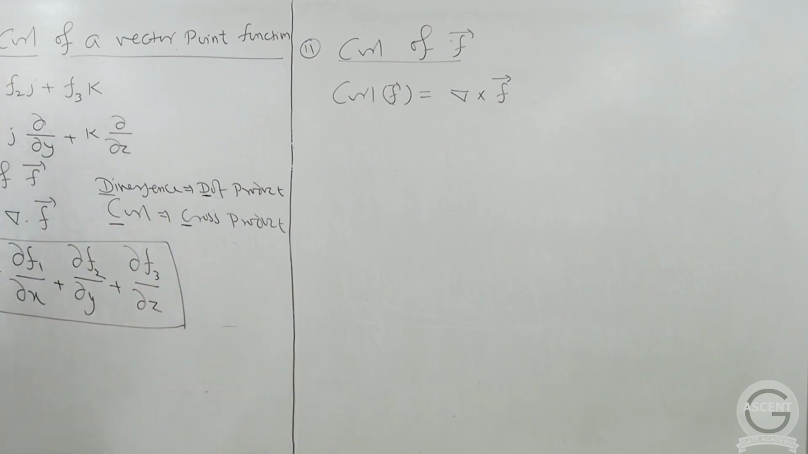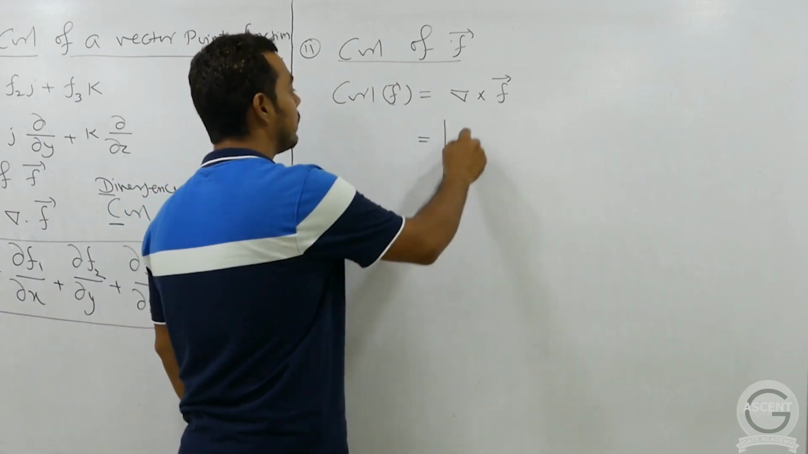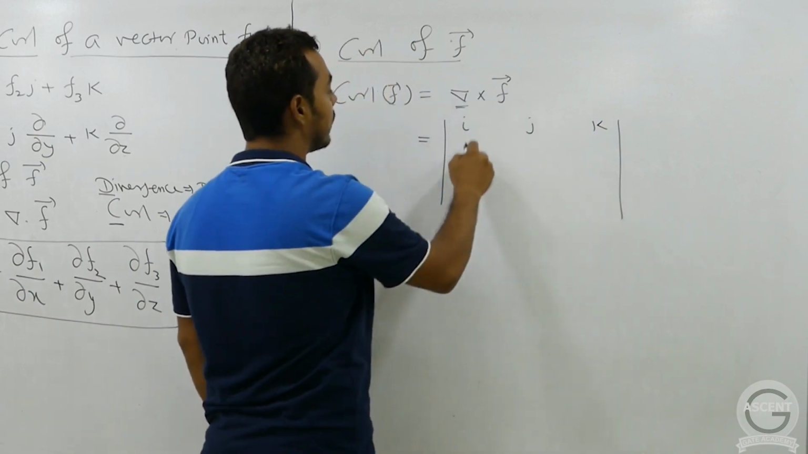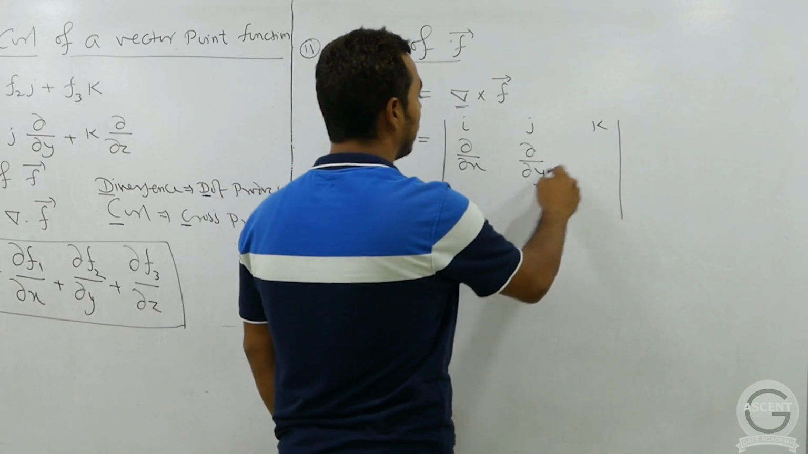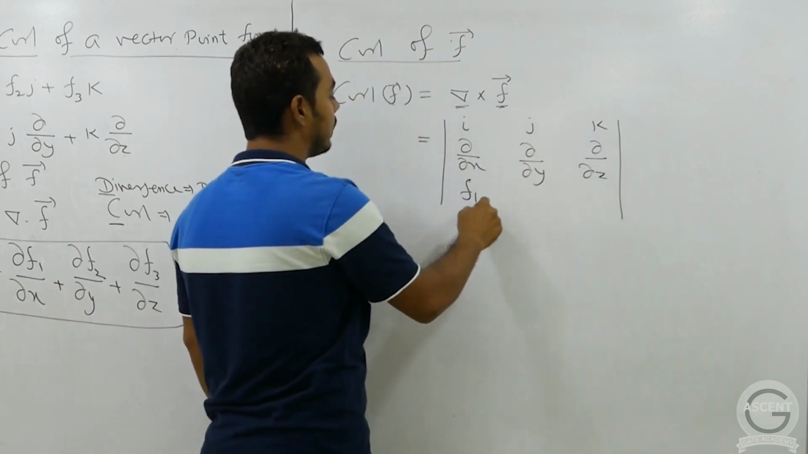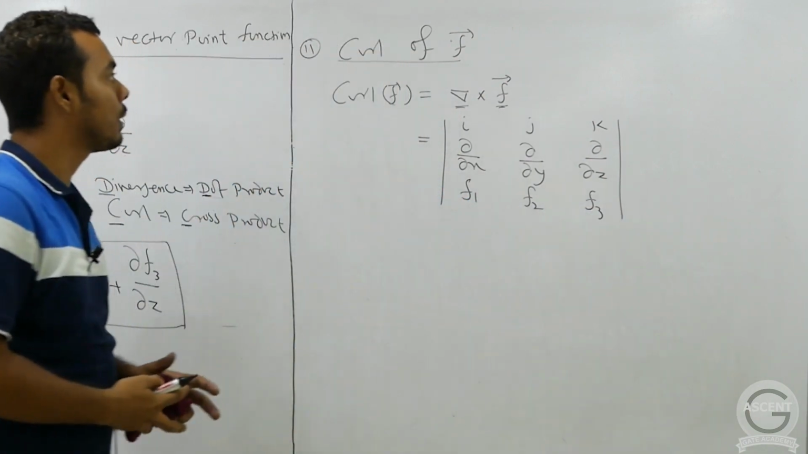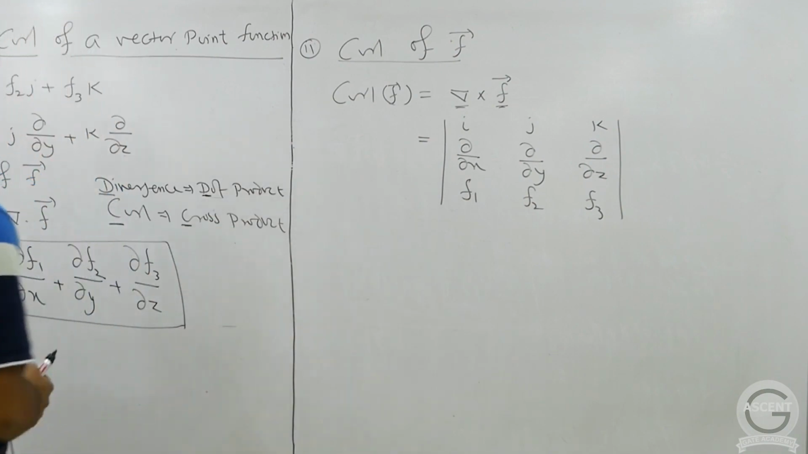So if you take the cross product of these two vectors, del cross f, then the first row will be i, j, k. Then for the del operator, the x, y, z components are del by del x, del by del y and del by del z. And then the components of vector f are f1, f2, f3. So this will be the formula to calculate curl of any vector point function. Okay, so divergence will be the dot product, curl will be the cross product.